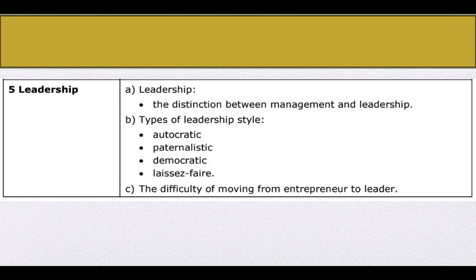Hi folks, so we're going to move on to the next topic now, which is all about leadership. Okay, so we need to know the difference between management and leadership. Pretty straightforward. Leadership is just one aspect of management, but we'll come back to that in a moment. And you need to know 4 types of leadership styles.